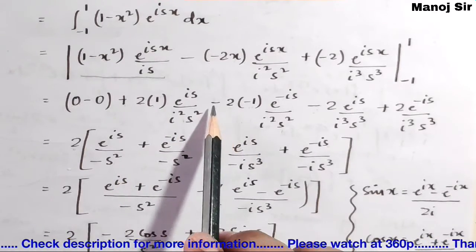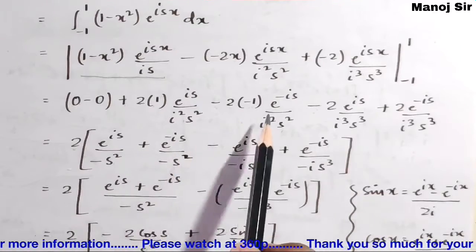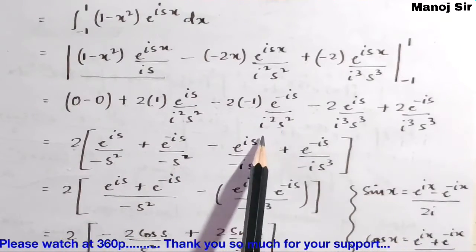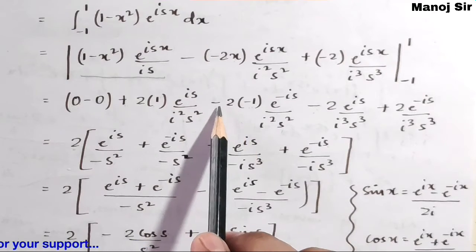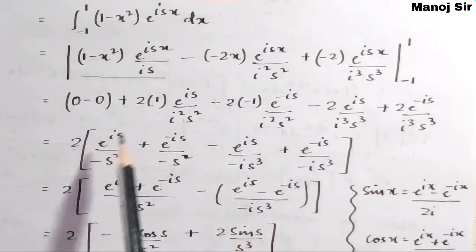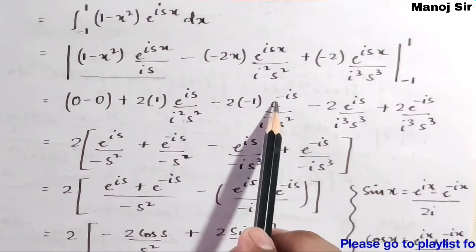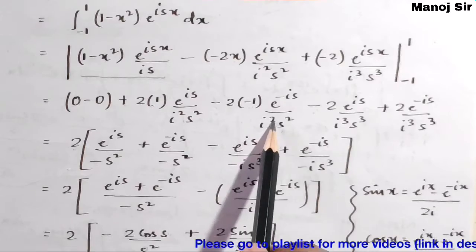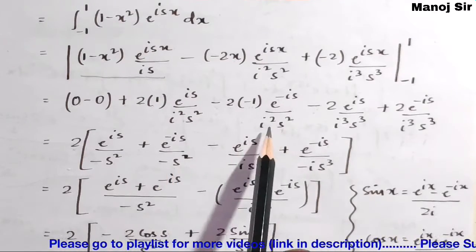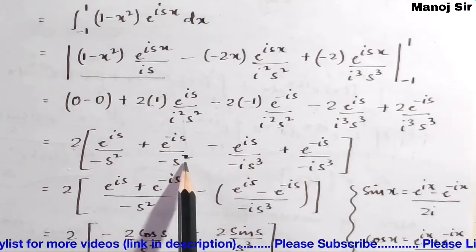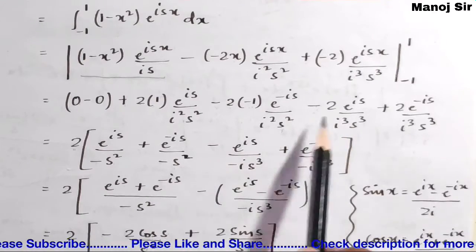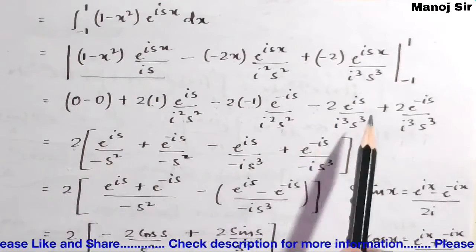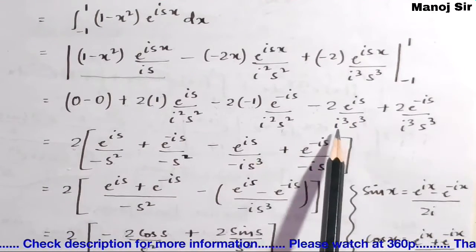Now here, minus minus, that is plus e to the power minus i s upon i square s square. So here you can see negative, that is positive, 2 is common. So e to the power minus i s as it is, i square s square, the i square value is minus 1, so minus 1 into s square will become minus s square. Now coming to the third, here we have negative sign, 2 is already taken outside, so e to the power i s as it is, i cube.